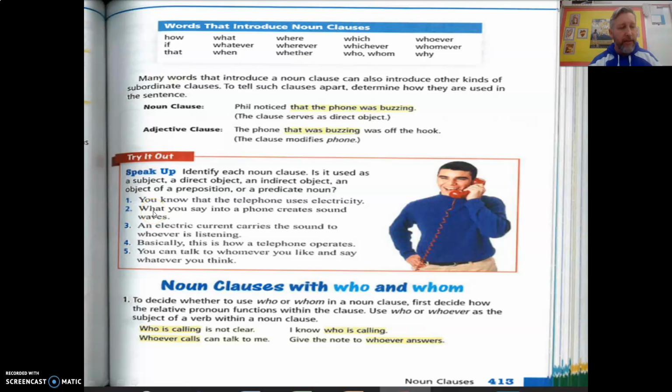Let's look at number 2. I see the word what. I also see it up here. Okay, so let's identify the clause first of all. What you say into a phone, and then we have the verb there. Okay, so now we know that the verb's not going to be part of the clause, so we stop right here. But notice that it is in the beginning of the sentence here, and it seems to be who or what the sentence is talking about, right? What you say into a phone creates. So it must be the subject of the sentence then, I guess, huh? So remember, your choices are either subject, direct object, indirect object, object of the preposition, or predicate noun.